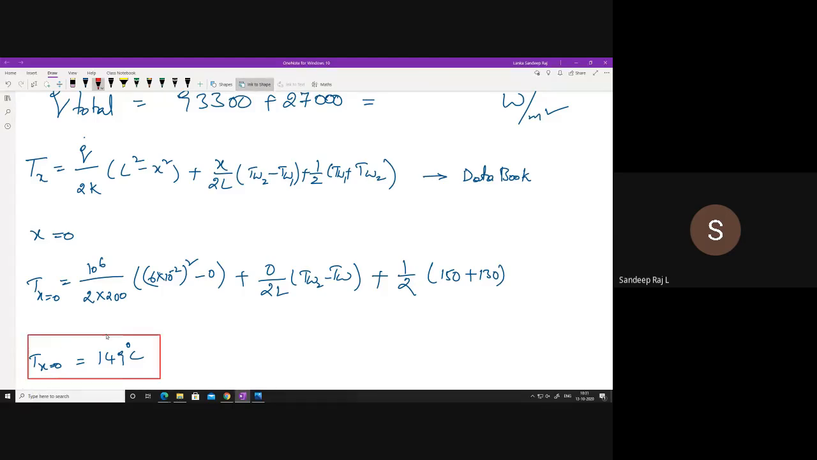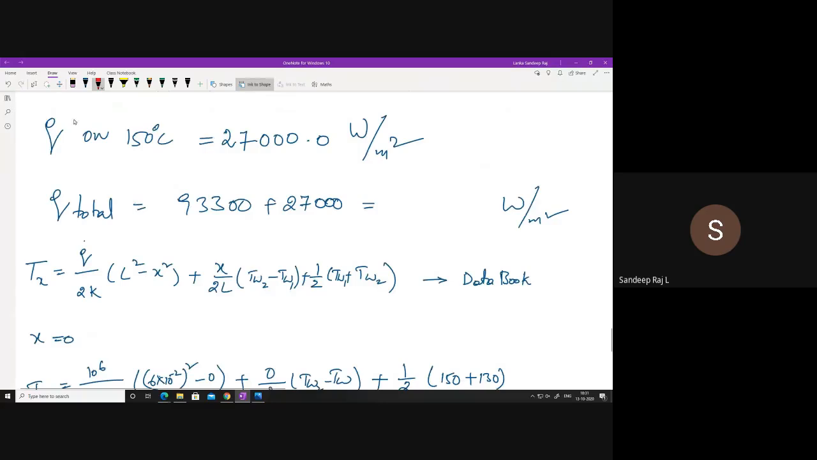Okay, these are the values. This is one thing he's asking you to find. The other thing is this thing.